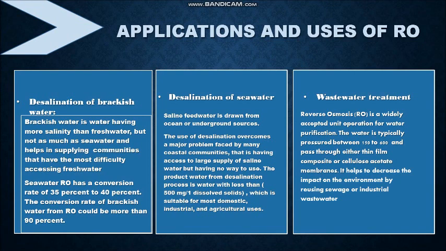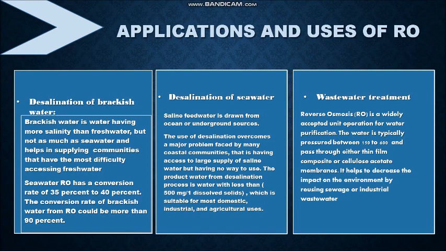Desalination of seawater. Seawater is also desalinated by the process of RO. Saline feed water is drawn from ocean and underground sources. The users of desalination overcome a major problem faced by many coastal communities that have access to a large supply of saline water but have no way to use it. The product water from the desalination process has less than 500 mg per liter of dissolved salt, which is suitable for most domestic, industrial and agricultural uses. So it is also a very helpful way to use RO treatment.